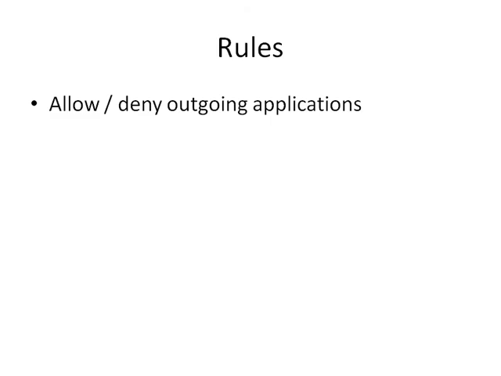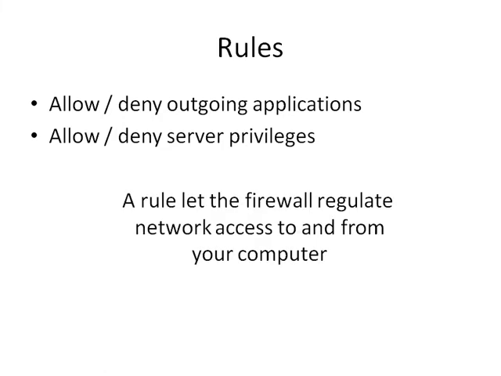access to the network. A rule will also decide whether or not a program will be allowed so-called server privileges, meaning it will be able to listen for network traffic on one or more ports. The firewall uses these rules to regulate network access to and from your computer.